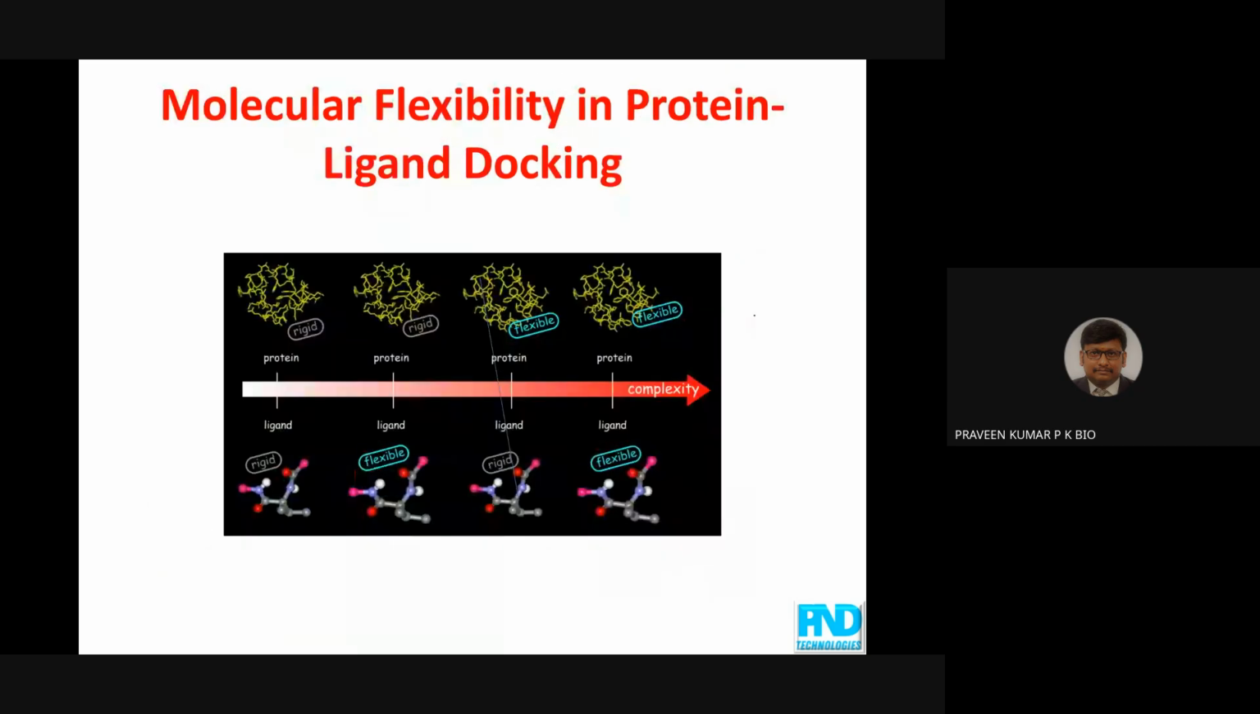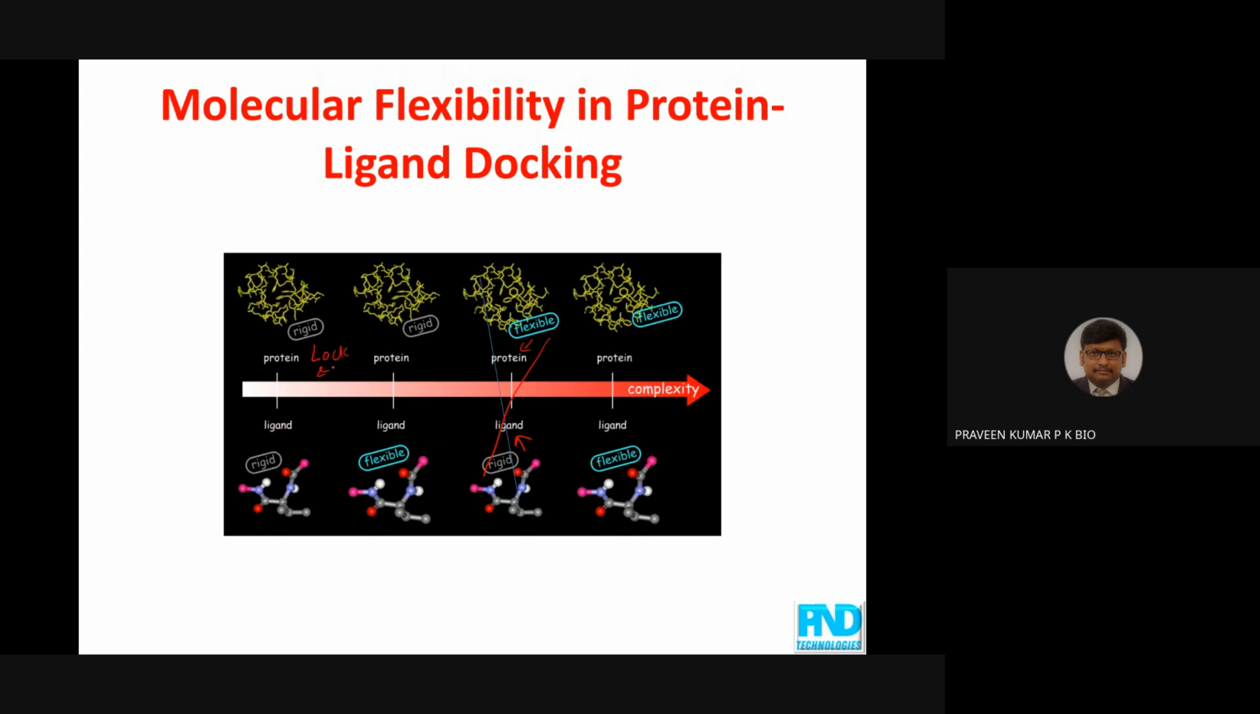Now let me take you to the further thing. Molecular flexibility in protein ligand docking. In ligand protein docking, the only combination which is not favorable is a flexible protein and a rigid ligand. This alone is not possible. What are the other possibilities with respect to rigidity and flexibility of ligand and receptor? A rigid ligand and a rigid protein can bind with each other. We call this the lock and key model.